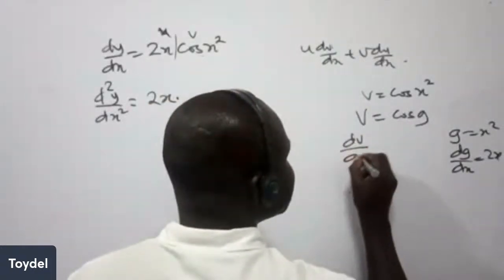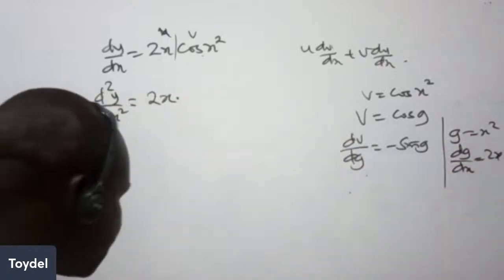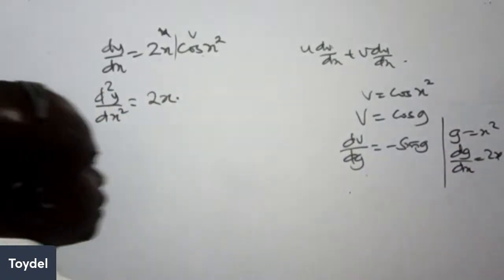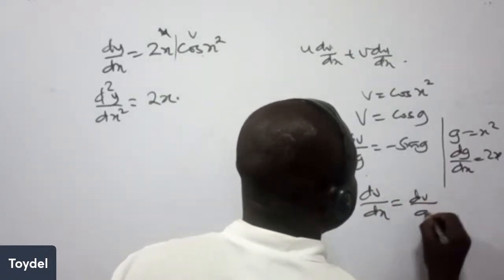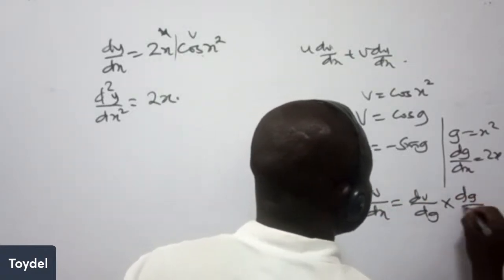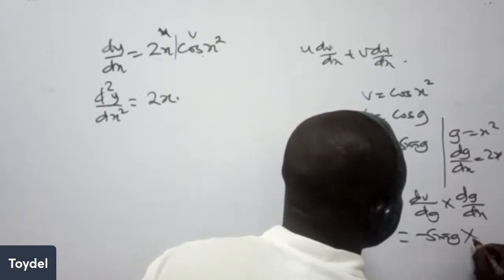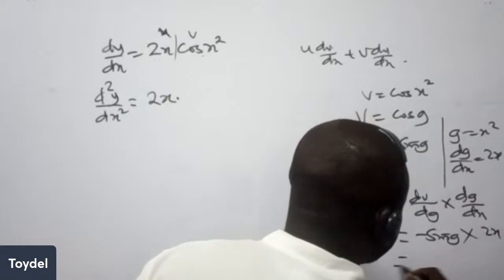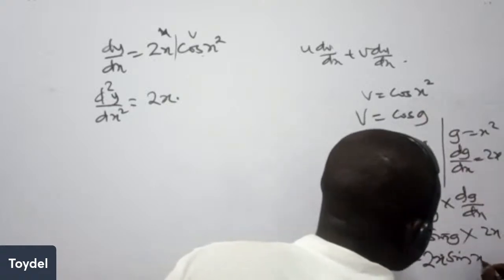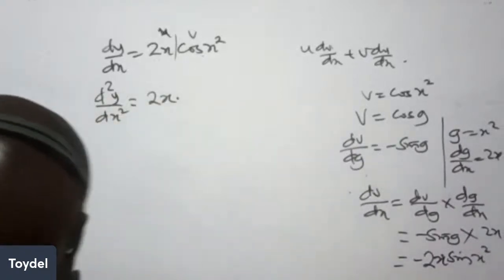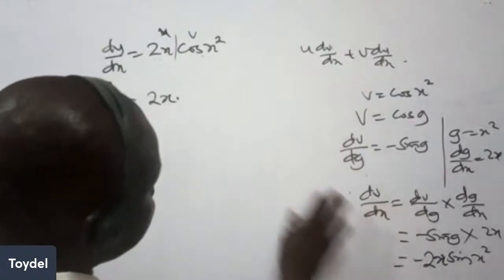Then dv/dg is going to give me minus sin g, because when we differentiate cos, we get negative sin. At the end of the day, dv/dx that we are looking for will be dv/dg multiplied by dg/dx. Then dv/dg is minus sin g multiplied by dg/dx, 2x. So we have minus 2x sin g, where g is x squared. That's what we are going to get. So we can actually do this straight away, but I just want to show you.